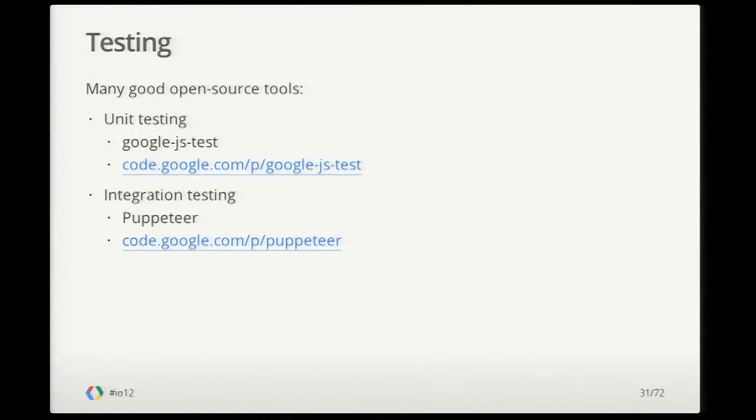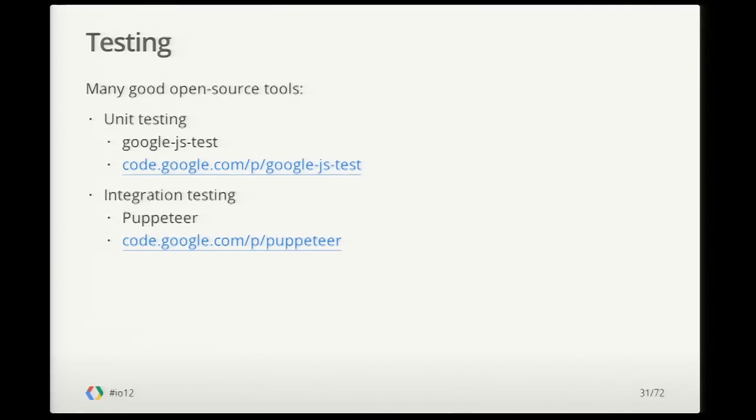So these are actually the two tools that we use in the Maps API to test our code. And they're both available as open source libraries. The first is Google.js test, and that's what we use for all of our unit testing. And for our integration testing, we use a library called Puppeteer.